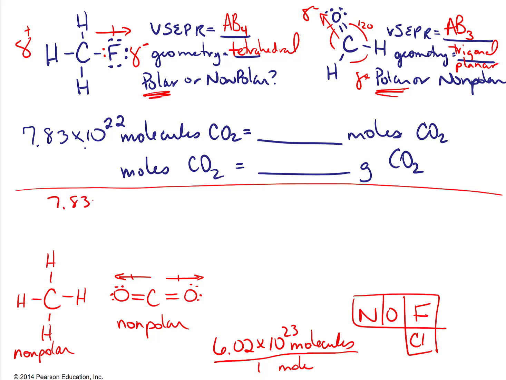So 7.83 times 10 to the 22nd molecules times, in a line, what unit do you put on the bottom? Molecules on the bottom. The unit you're given goes on the bottom. Moles goes on top. Just a single step. The biggest challenge is making sure you put it in your calculator right. Don't forget your calculator. So put it in.